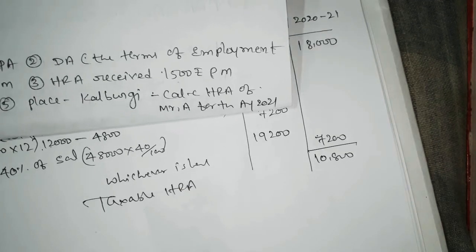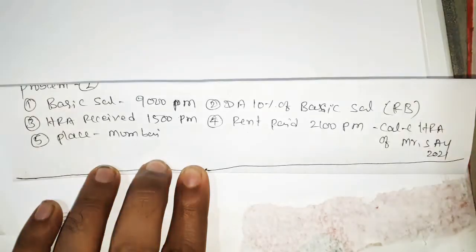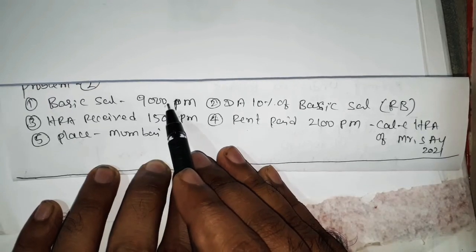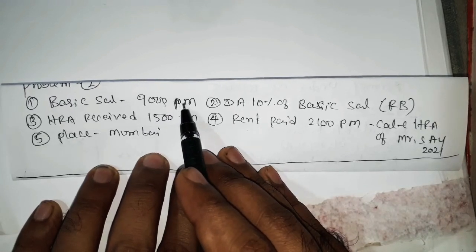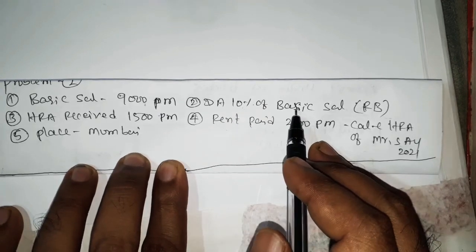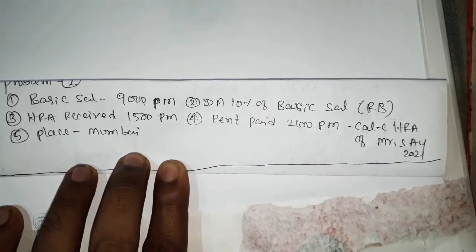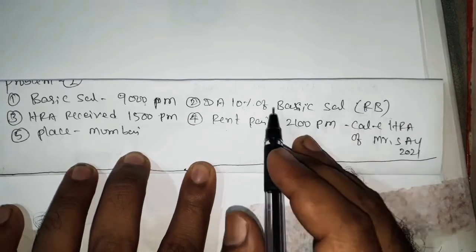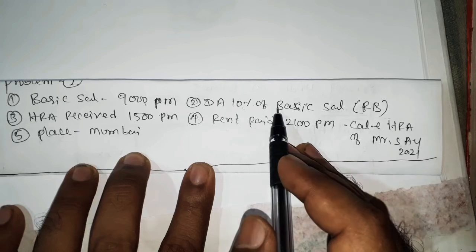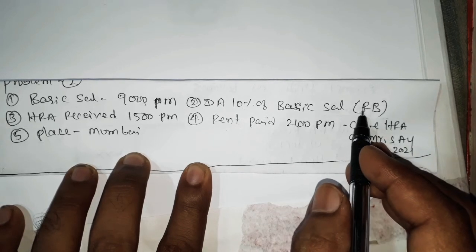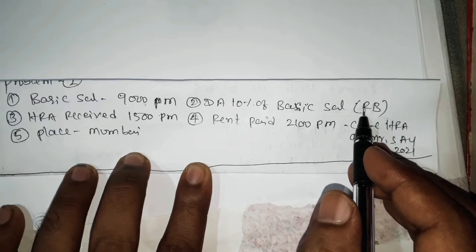We will go for another problem. Problem number 2. The basic salary is 9,000 per month and DA is 10 percentage of basic salary. They may be given on the basic salary, depending upon the basic salary, also they should be given the DA, 10 percentage of basic salary. We need to calculate that. In the bracket, it comes under the retirement benefit.